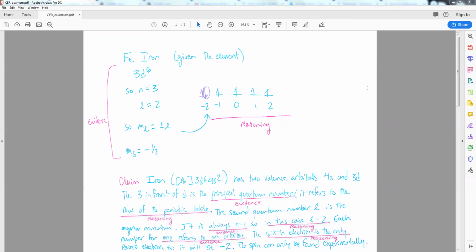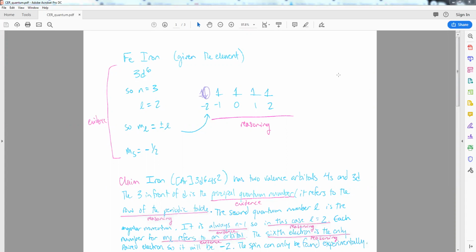Suppose you were told that for the element iron, you want to know the quantum numbers that correspond to the 3d6 electron. So if you're given that element and you're given a specific electron, how do you find the quantum numbers? And because this is a claim evidence reasoning statement, we're going to need to pose our answer to the question in the form of a CER. So here's how I would approach that question.